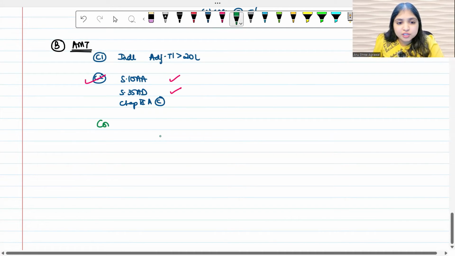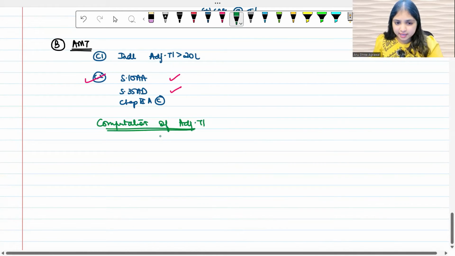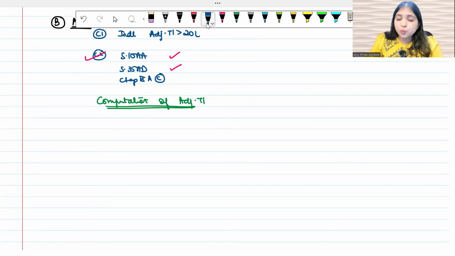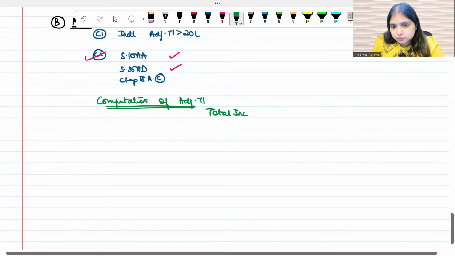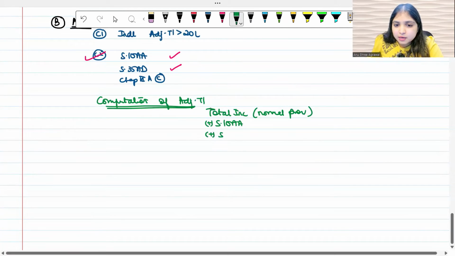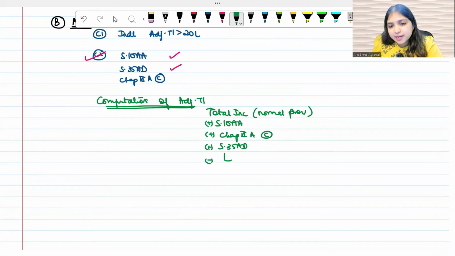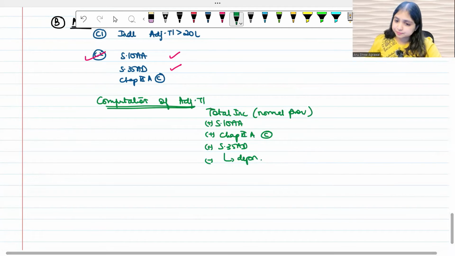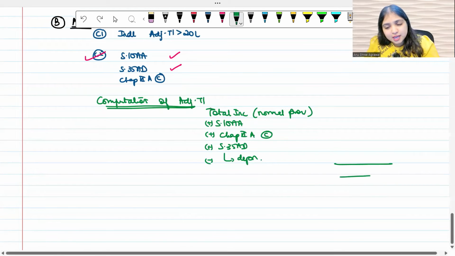So let's do the calculation of adjusted total income. How are we going to do this computation? Listen to me very carefully. See, what did we learn? How to compute adjusted total income? We'll see the normal total income of the assessee as per the normal provisions. To this, we'll add back 10AA tax holiday. We'll add back any Chapter VI-A Part C deduction if we have enjoyed. We'll add back 35AD deduction, and on 35AD asset, any depreciation if we can avail, we'll subtract that. That's how we'll get the adjusted total income number.